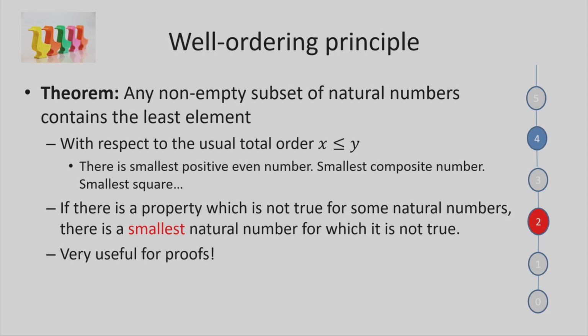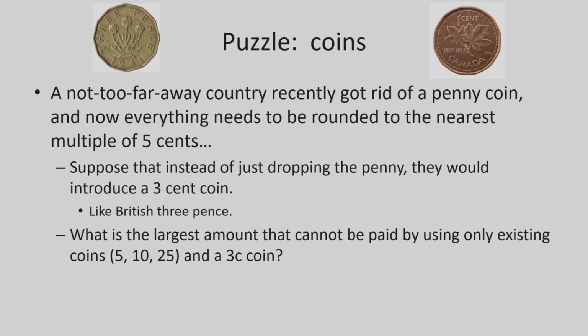So, as an example, let's look at that puzzle about coins. The question was, what is the largest amount that cannot be paid by using only existing coins? So let's try it. We definitely cannot pay 1. We cannot pay 2. We can't pay 3, but can we pay 4? No. 5 is still a problem. 6 is fine. 7, not really. If we have 2 of the 3s, it's too little. 3 of the 3s is too much. 3 and 5 is too much. 5 and just 5 is too little. 2 5s is too much.